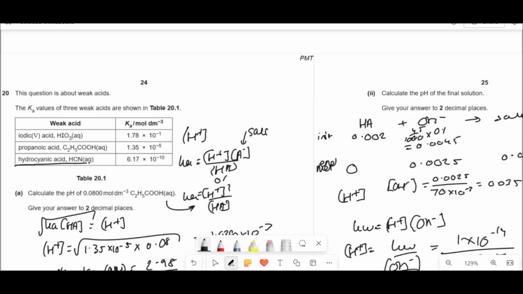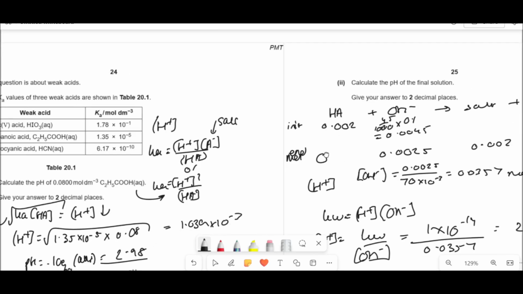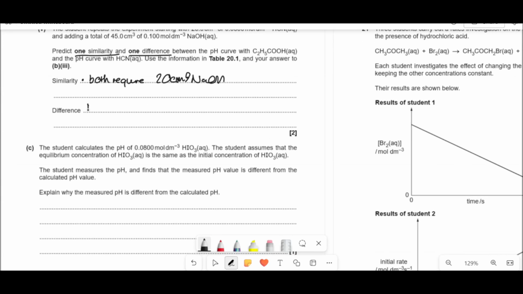It's told you that this hydrocyanic acid, its Ka, is 6.17 times 10 to the minus 10, whereas this is bigger. So this Ka is bigger, and this one's lower. Remember that Ka equals H plus squared over HA, so H plus is the square root of K times HA. Now the concentrations are the same, the only thing that's changing is this Ka. So this Ka is going smaller, that means the amount of H plus is going smaller. So if there's less H plus, the pH is higher. So then the difference is that HCN starts at a higher pH.